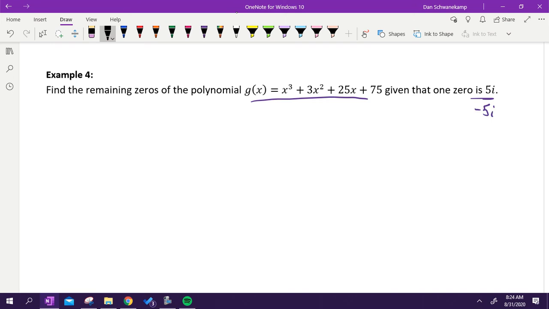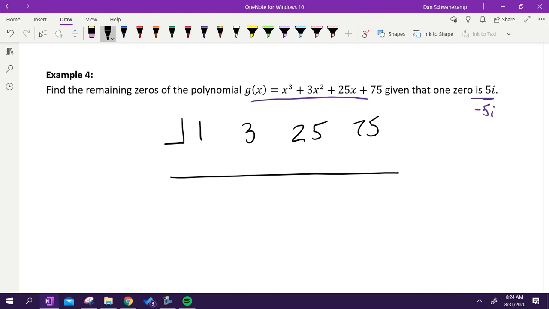If we know roots, we're going to do exactly what we did on Friday, which is synthetic division. We're doing 1, 3, 25, and 75. Box and a line. At first glance, this looks tougher, but in the end, it's going to be really easy. Don't let this be harder than it is. 5i is going to go in the box. I know what I'm going to get right here. I'm going to get 0 because I know 5i is a root.